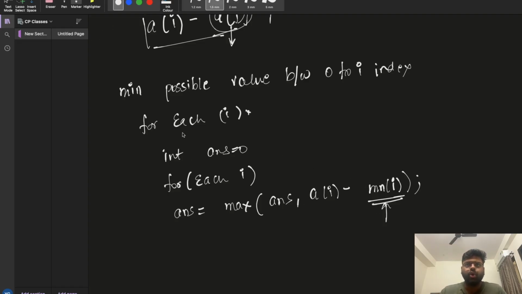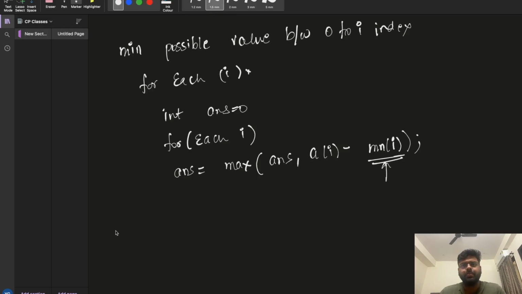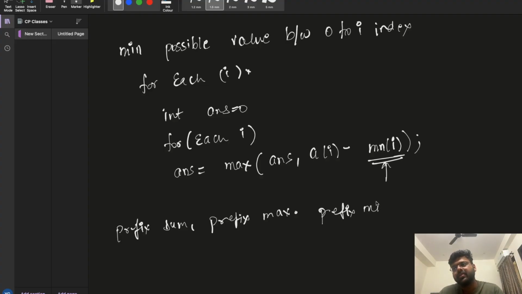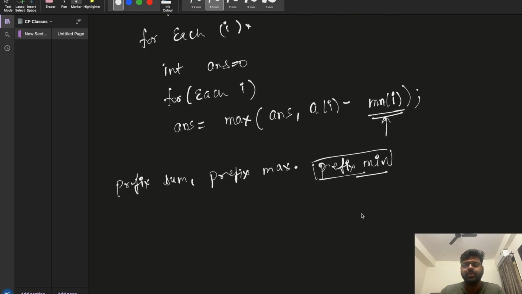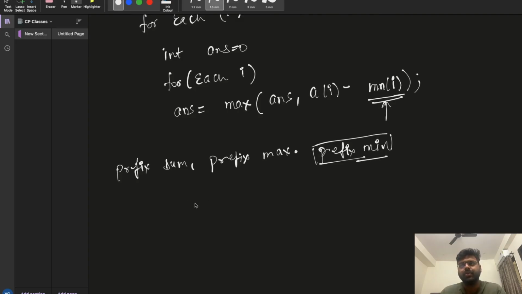Now I'm sure you all have read about prefix sums or prefix max, right? We could use a similar approach to find the prefix min. This is what I have to do now. We have to find the prefix min. So this is a simple approach we could use.